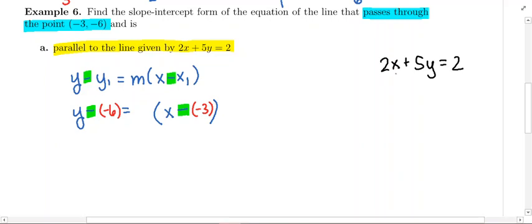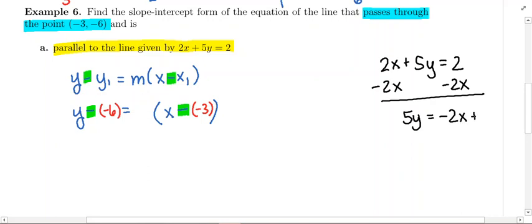Okay, so this line has been given to us in general form. We need to put it in y equals mx plus b form so that we can identify the slope. So basically we're solving for y. I'm going to start by moving the 2x over, so I'm subtracting 2x from both sides. That's going to tell me that 5y is equal to -2x plus 2.